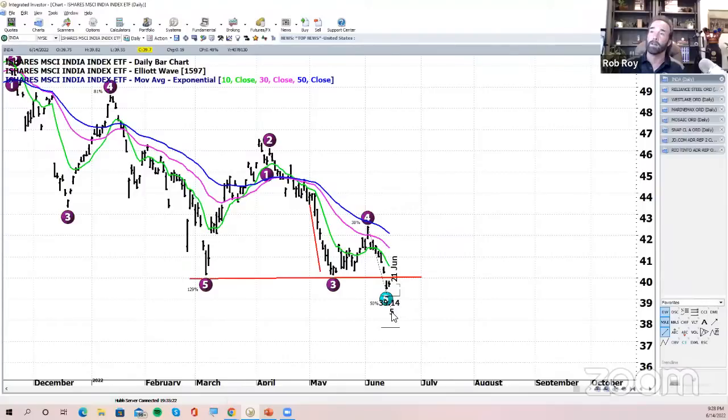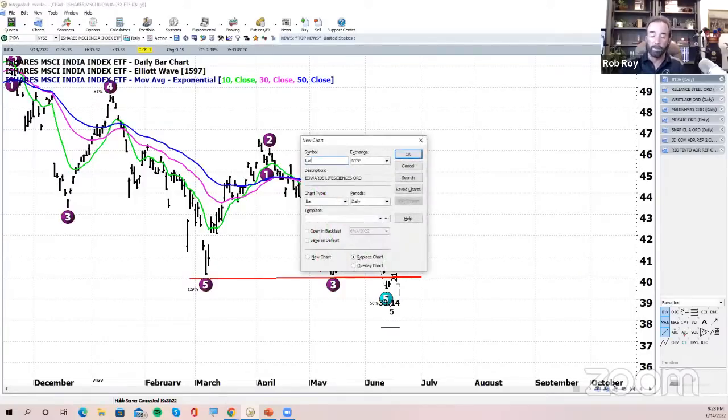But we broke below that. So we're going to come down here to this wave 5 target. We're at a 50% extension, likely to come to 61.8. That's probably happening in the not too distant future as well. Again, do we bounce a little bit first?